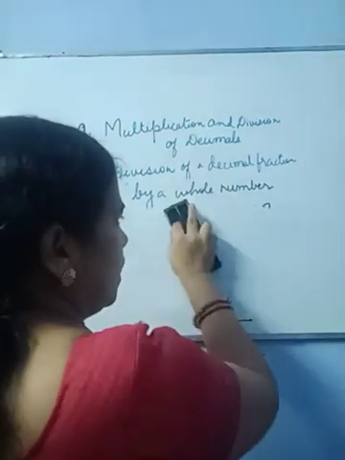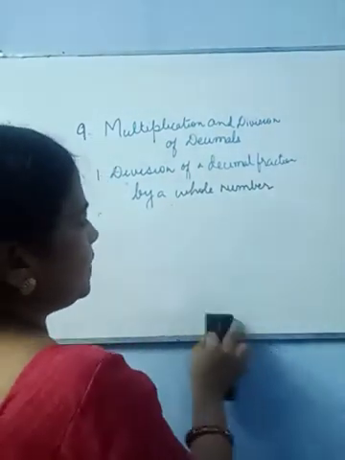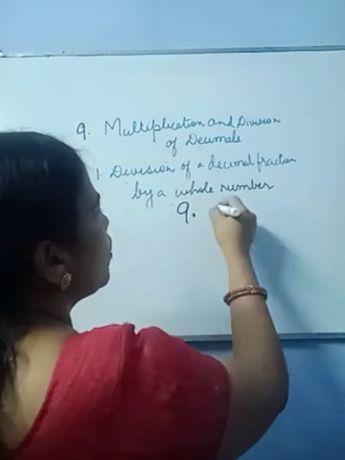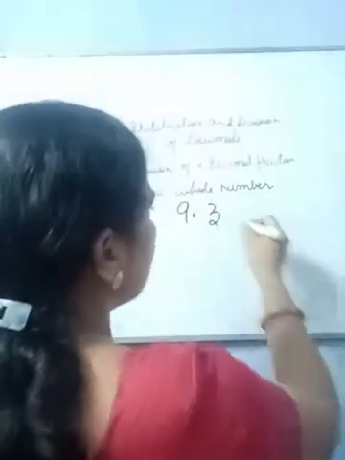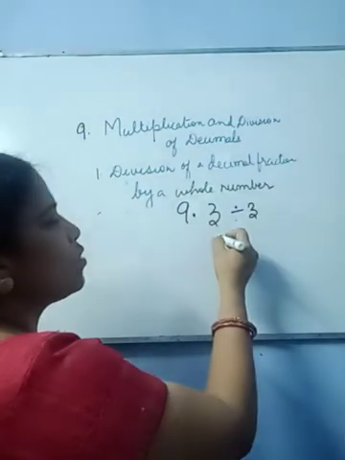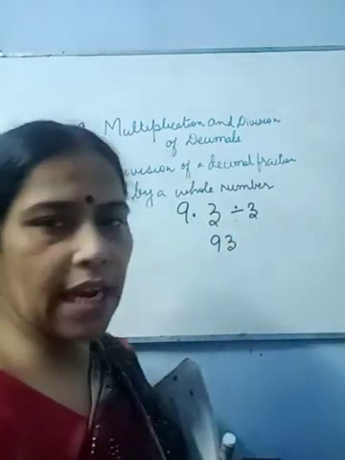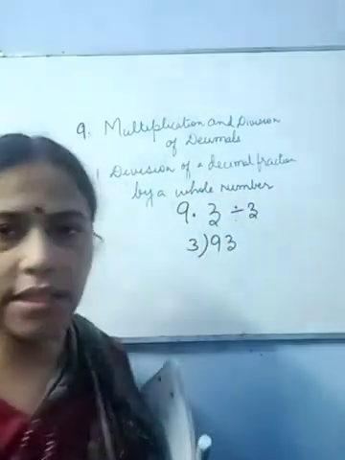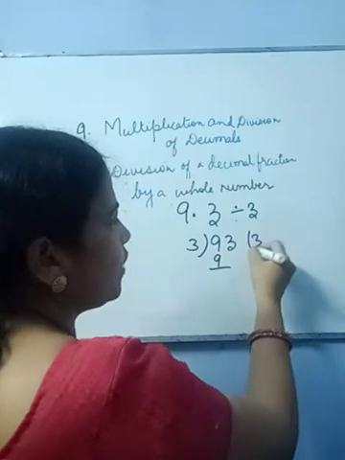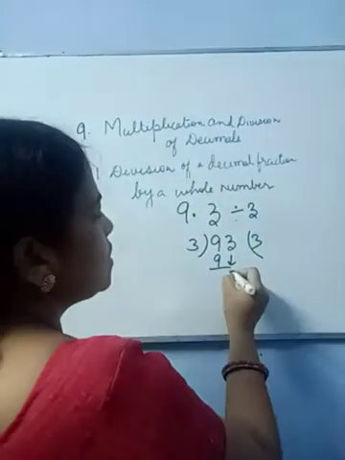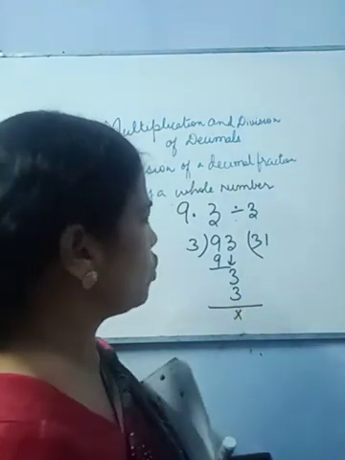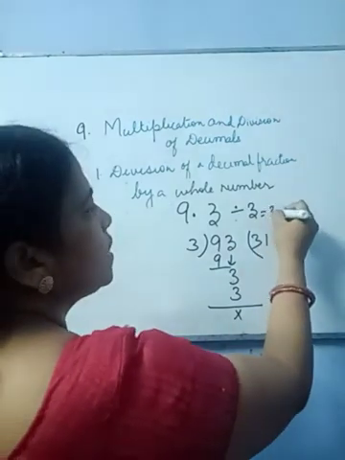Now we will see the number of decimal places where the decimal has been put. Now suppose we have 9.3, okay, 9.3 divided by 3. Let us solve this. This also we will take like this, 93 divided by 3. So how many times? 3 3s are 9. Write 3 over here. Bring this 3 down. This is 3. How many times? 3 ones are 3. Write 1 over here. Now there is no remainder. So the answer is 31.